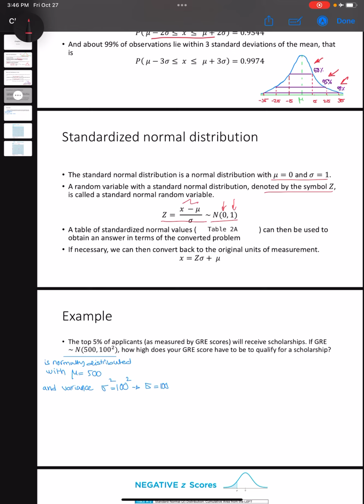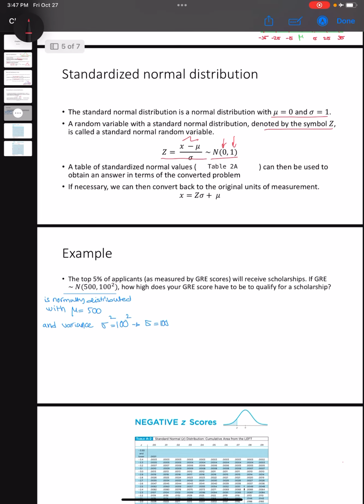Also, we can refer to table 2a as a table of standardized normal values. Also, if necessary, we can convert back to the original units of measurement. Here we can use this formula to get the x through the z value, standard deviation, and mean.